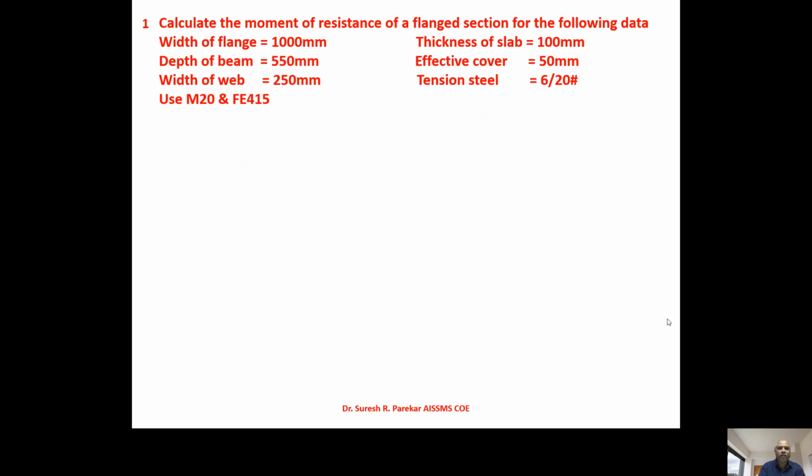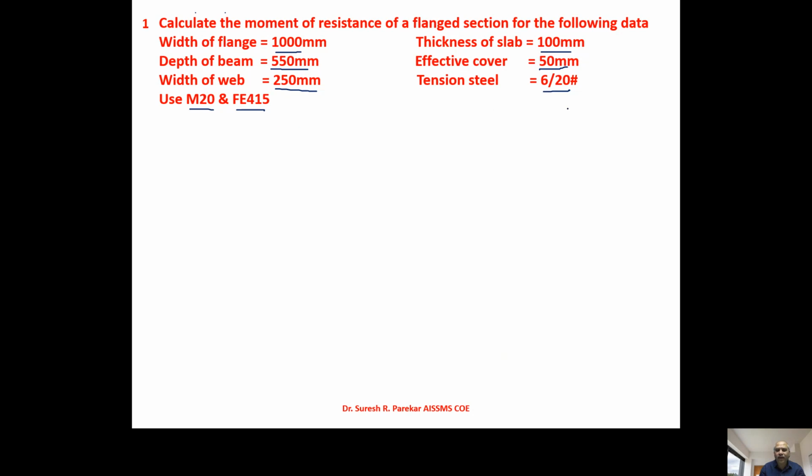Now we have the first problem: calculate the moment of resistance of a flange section for the following data. We have given width of flange 1000 millimeter, thickness of slab 100 millimeter, depth of beam 550 millimeters, effective cover 50, width of web 250, tension steel 6 bars of 20 torque, M20 and Fe415.